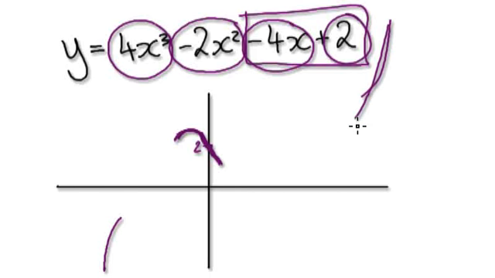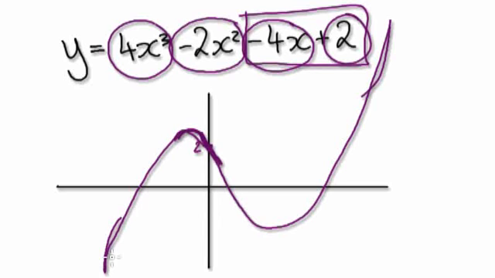Remember, you could guess it like this, or you could guess it like this. So it could go beyond the x-axis, or it could be above the x-axis. Let's just guess that it goes beyond the x-axis. We will find out later on for sure. At the moment it's just guesswork, so our graph will look something like this.